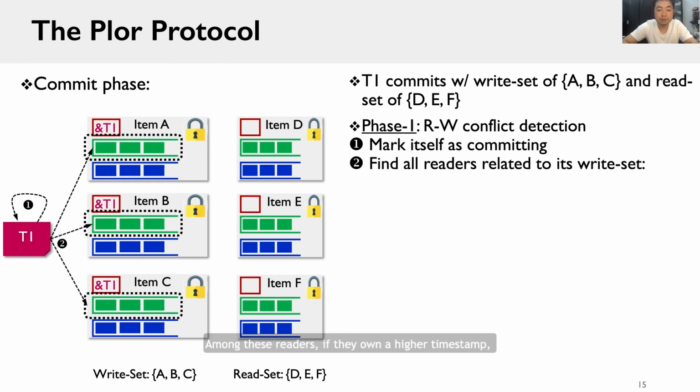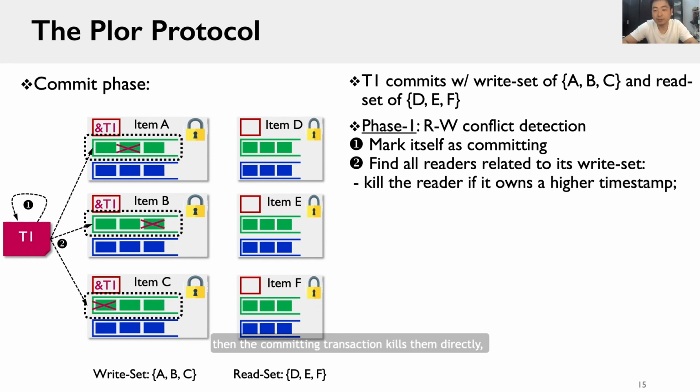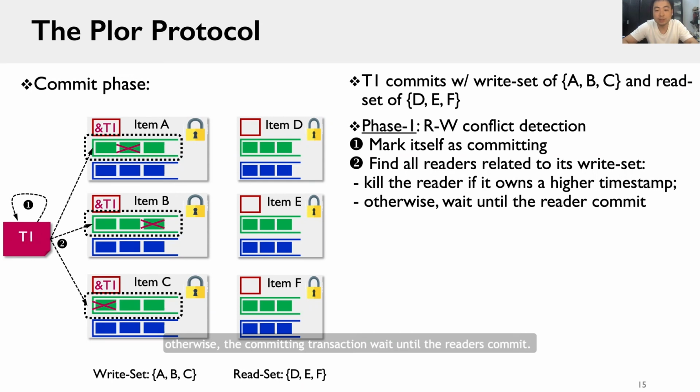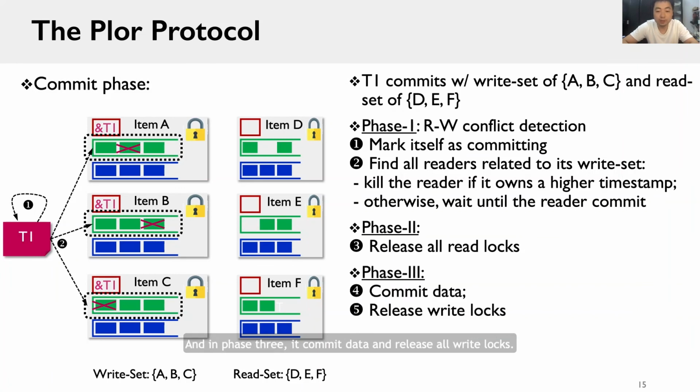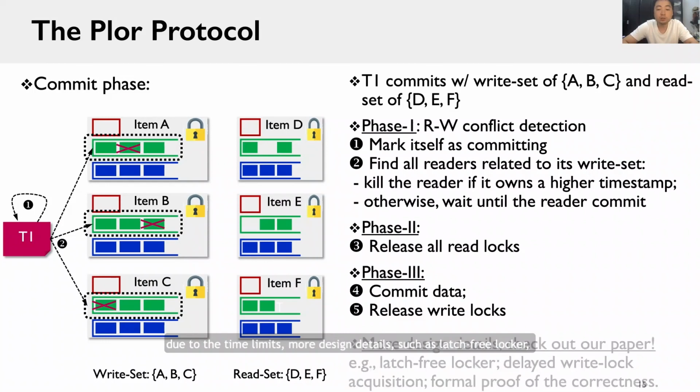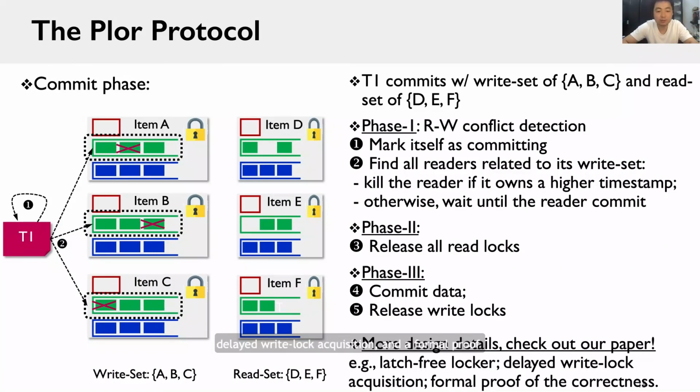Among these readers, if they own a higher timestamp, then the committing transaction kills them directly. Otherwise, the committing transaction waits until the readers commit. In phase 2, the transaction releases all its read locks, and in phase 3, it commits data and releases all write locks. Due to the time limits, more design details such as latch-free locker, delayed write lock acquisition, and formal proof are omitted in this talk.